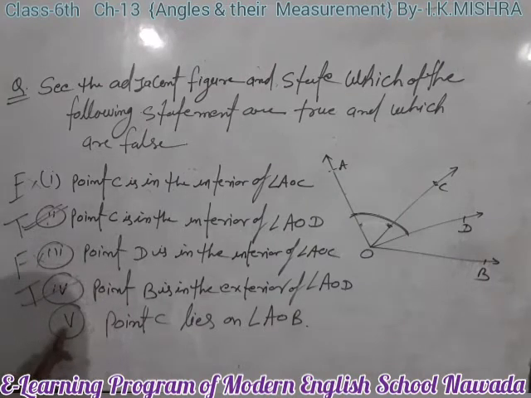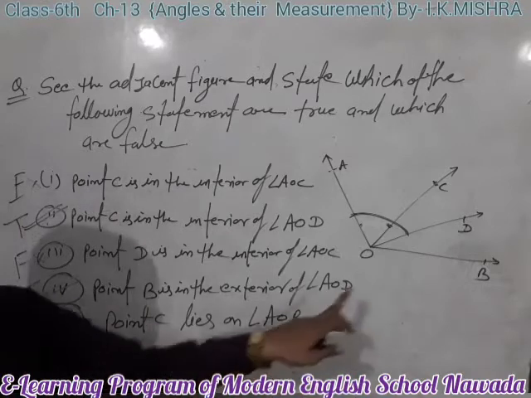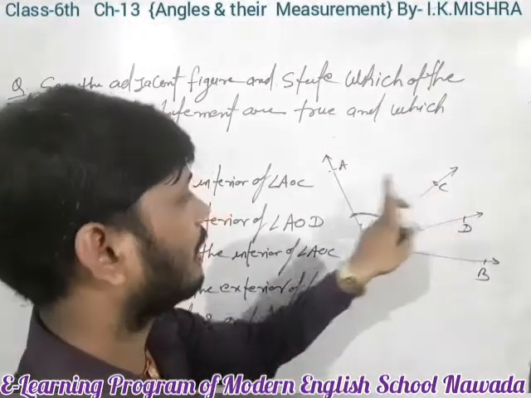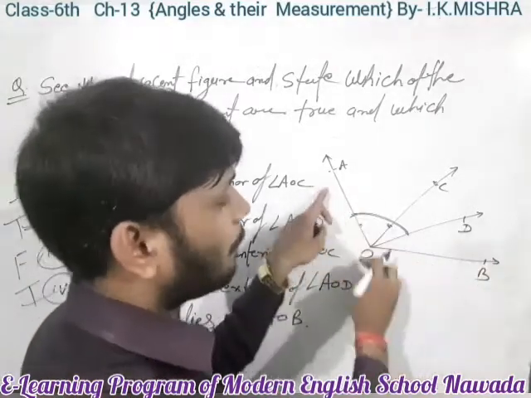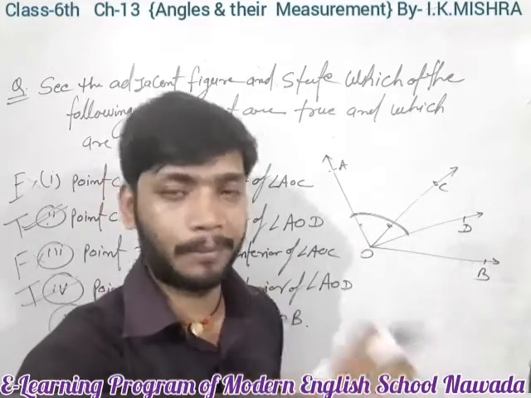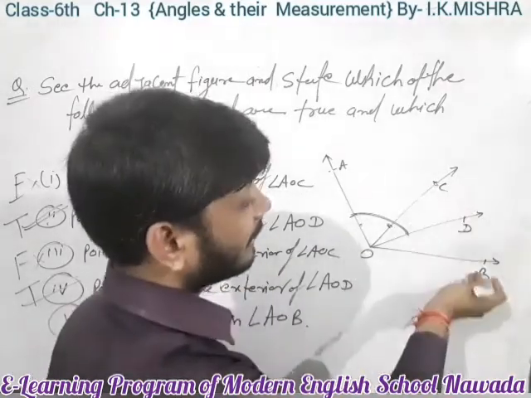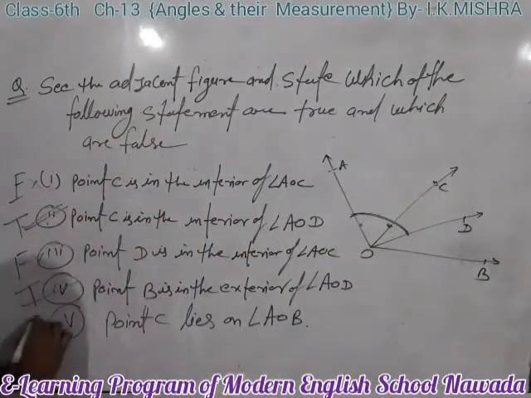Now students, proceeding to number 5: point C lies on angle AOB. Does it lie on angle AOB? Lying on means falling on the arms. Here point C is in the interior of angle AOB. So students, this statement is false. Number 5 is false.